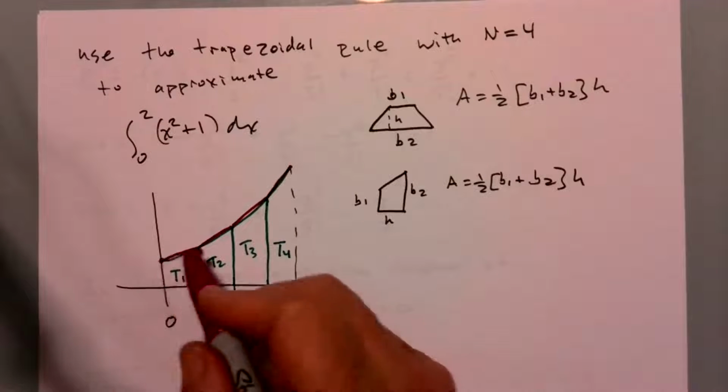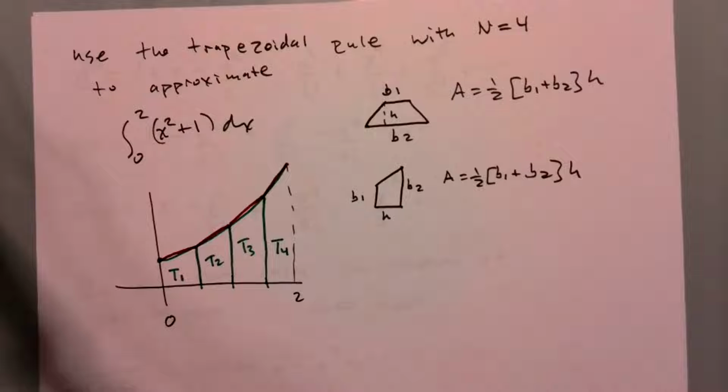We're just assuming that this is linear. So if it's not growing too fast, that may be a decent approximation. Not perfect, but it may be a decent approximation for us. So we need to figure out what the areas of all 4 of these trapezoids are going to be.